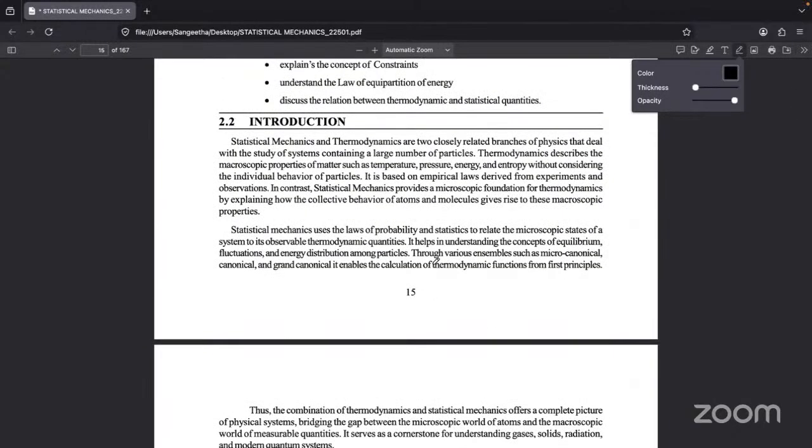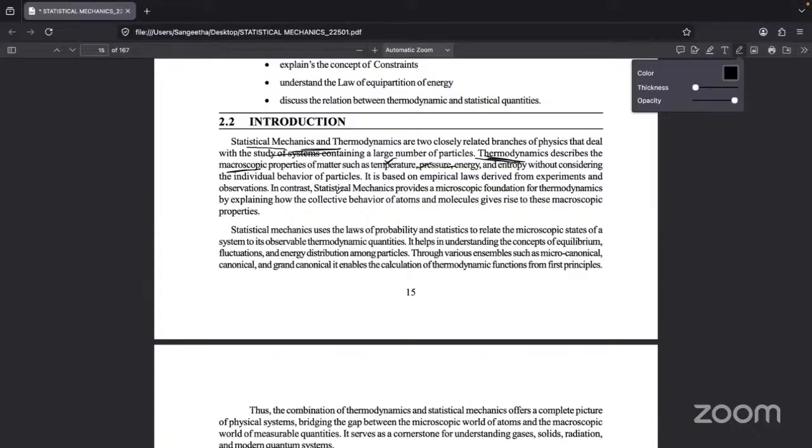What is given in the introduction? Statistical mechanics and thermodynamics are interrelated with each other. Thermodynamics tells about macroscopic properties. What are the macroscopic properties we have? They are temperature, pressure, energy, and entropy.